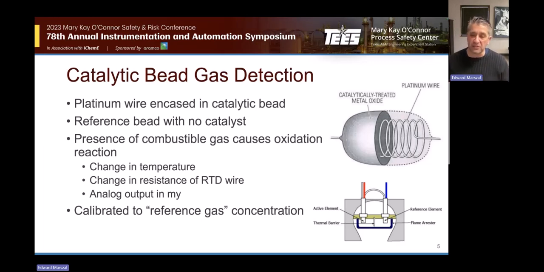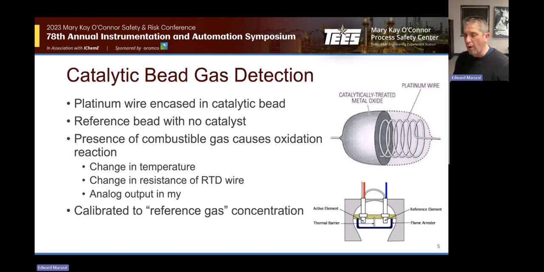And we're going to measure that increase in temperature by the resistance of this platinum wire. That platinum wire is going to be your RTD, your resistance temperature device. The temperature changes the resistance in the RTD. We're going to have a resistance that we're measuring in the active element that has the catalyst, and there's going to be a resistance measurement in the reference element. The difference between those two resistances is going to be correlated to the concentration of gas.